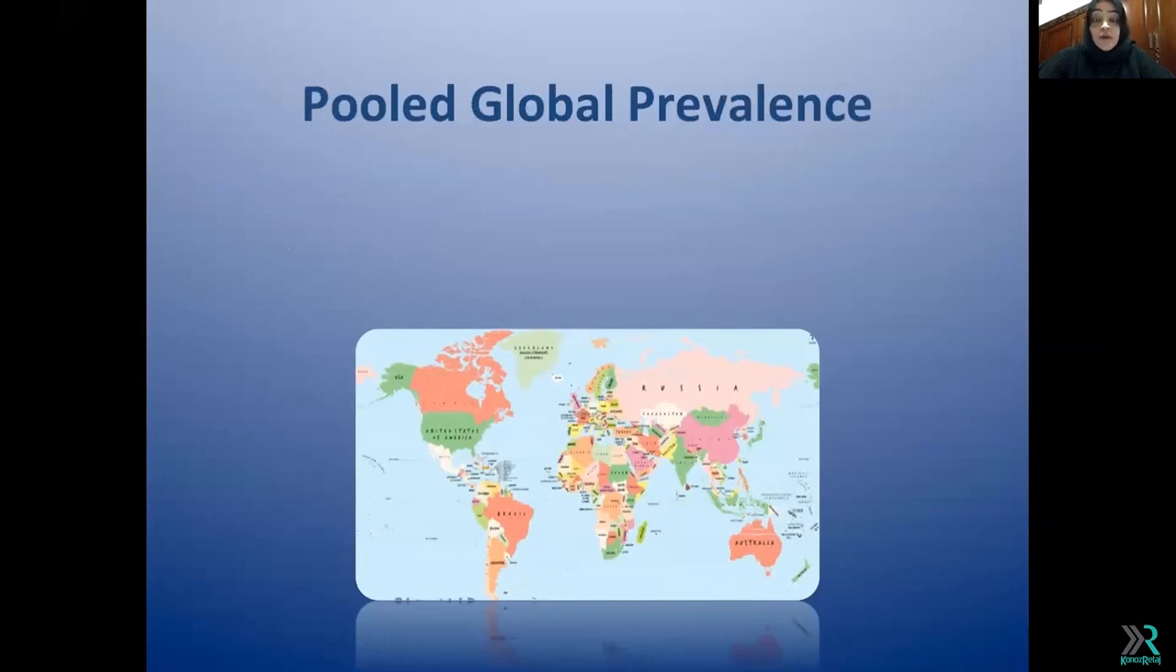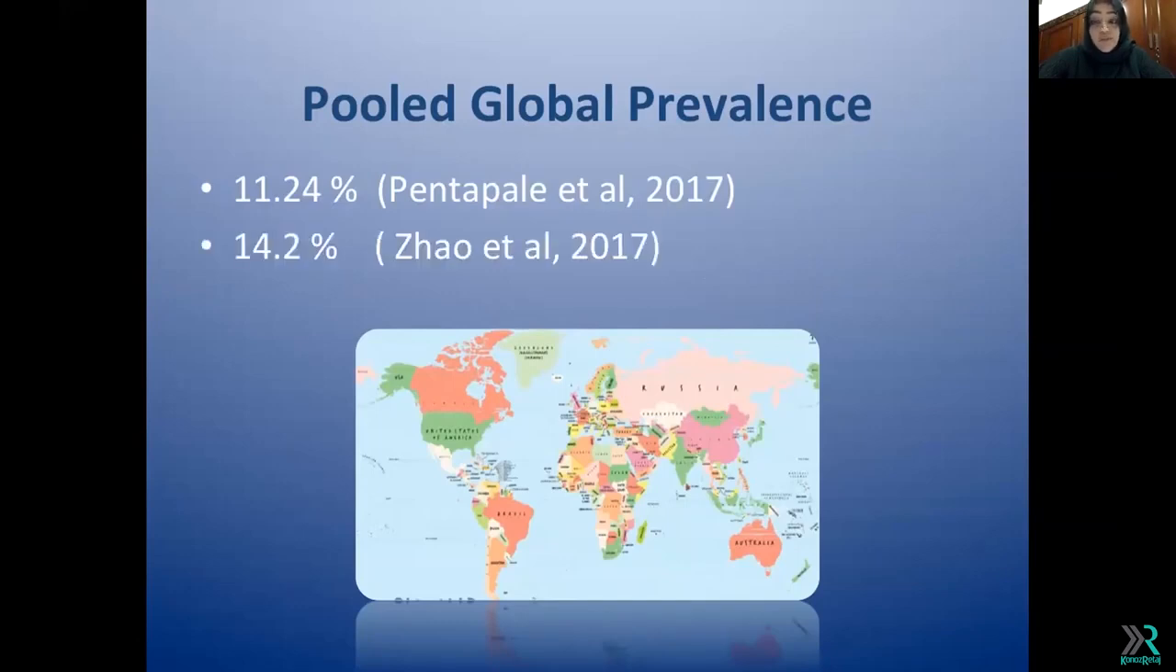Regarding the pooled global prevalence, two systematic reviews show results of 11 and 14%, which means that more than 800 million subjects are affected with MIH, which is a huge number.